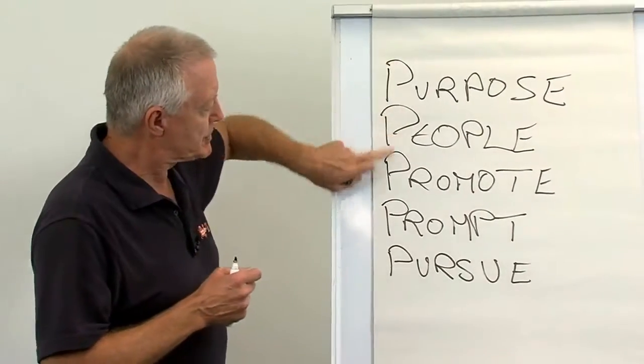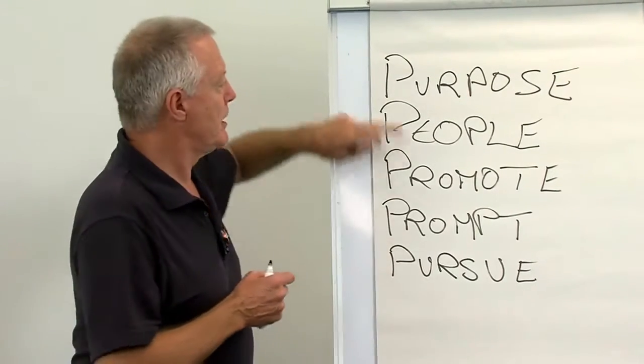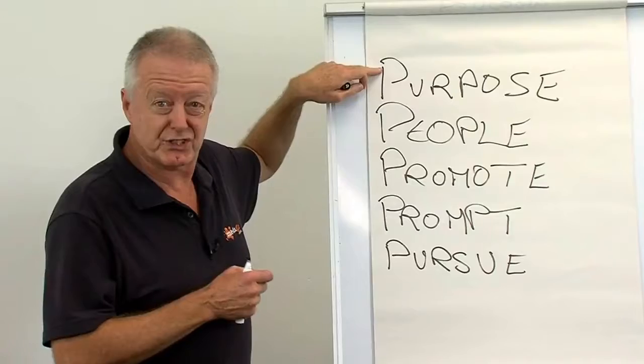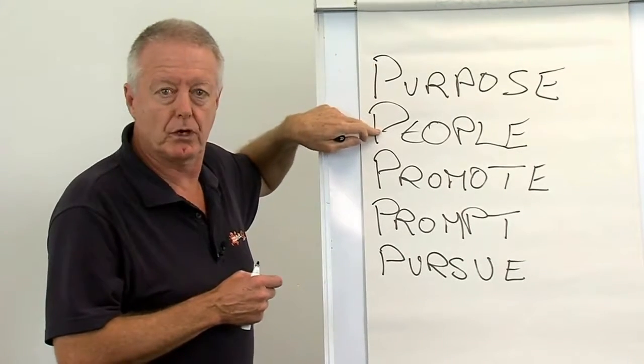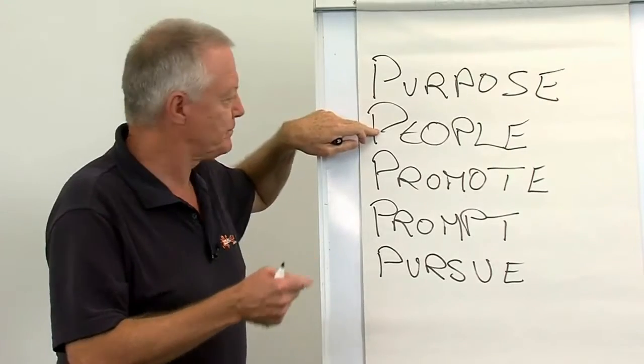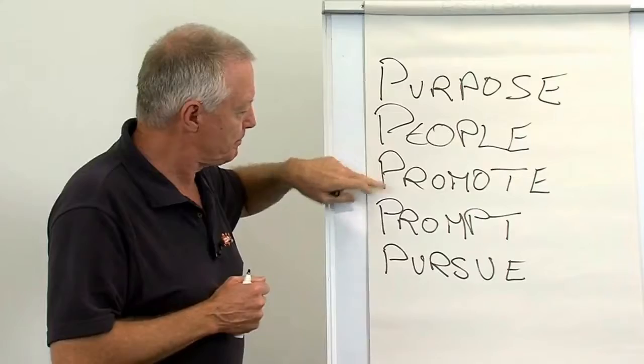So let me very quickly summarize again the 5 Ps to effective website performance. Number 1, the purpose. What's the objective of the site? What does it have to achieve? 2, people. That is, who's going to visit it? Promote. How are you going to tell them it's here? How are they going to find it?